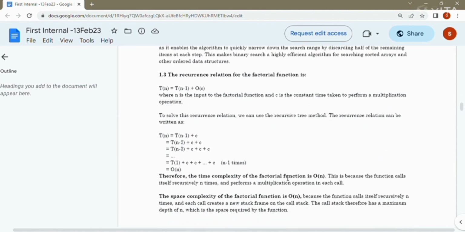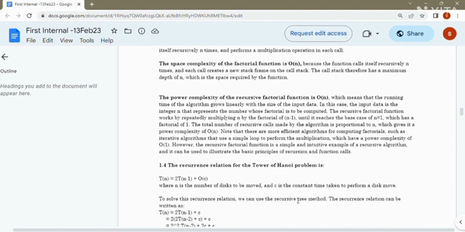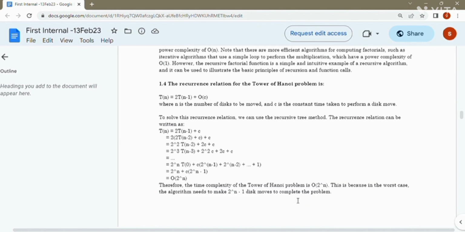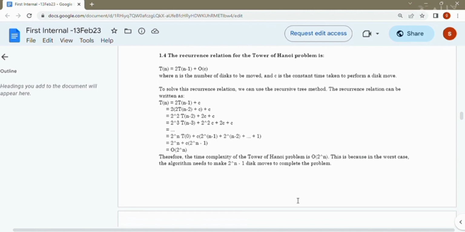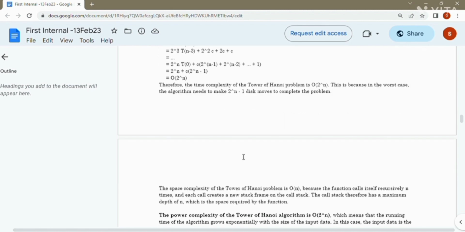For the factorial function, time complexity is order of n, space is order of n and power complexity is also order of n. Now the Tower of Hanoi problem. Its recurrence relation is given. It is solved by the substitution method in the following manner. Its calculated time complexity is order of 2 to the power n, space complexity is order of n and power complexity is also order of 2 to the power n.